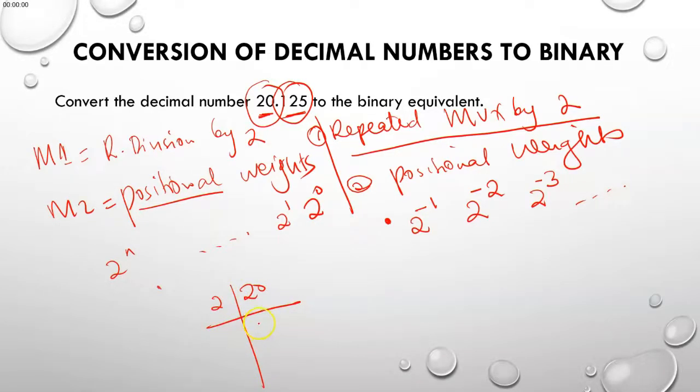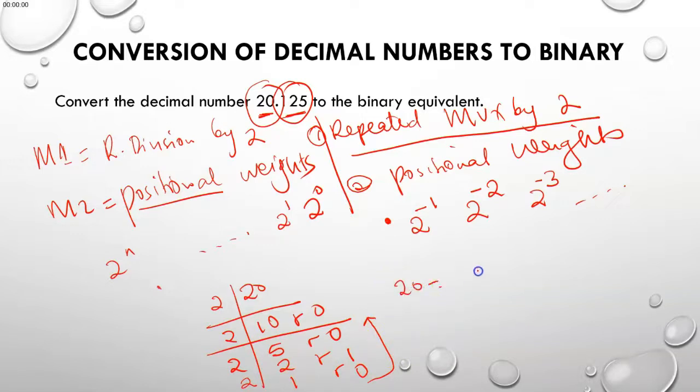The first answer is 10, remainder 0. Divided by 2 again is 5, remainder 0. Divided by 2 again is 2, remainder 1. And divide by 2 again, you get 1, remainder 0. Therefore, as we did in the previous example, we start from the last value and go upwards to the first one. So 20 to base 10 is represented by 1 0 1 0 0 to base 2.